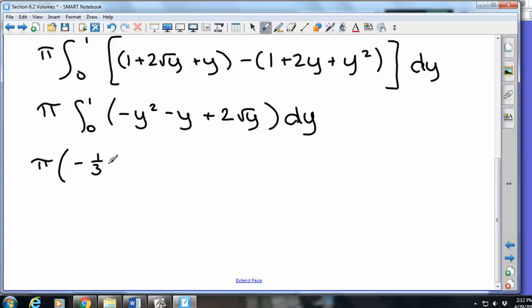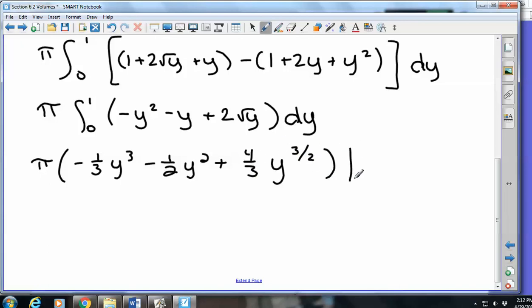So integrate. Negative y squared would go to negative 1/3 y cubed. Negative y would be negative 1/2 y squared. 2 radical y, that's like 2y to the 1/2. You add 1 to the power, multiply by the reciprocal, that would give us 4/3.